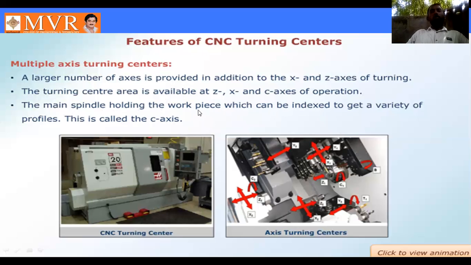The main spindle holds the workpiece, which can be indexed to get a variety of profiles. This is called the C-axis. What do we mean by C-axis? The main spindle holding the workpiece can be indexed to get a variety of profiles. This is called the C-axis. So this is one of the features of multi-axis turning centers.